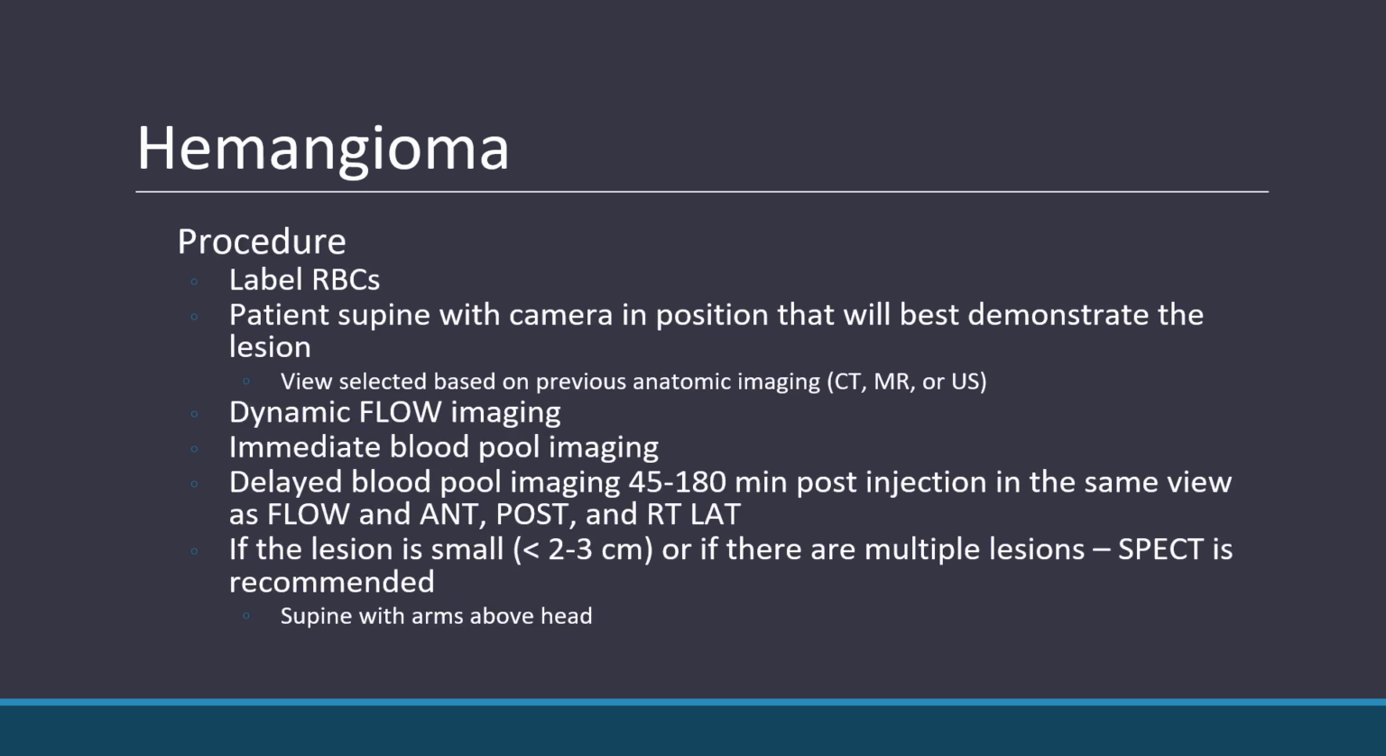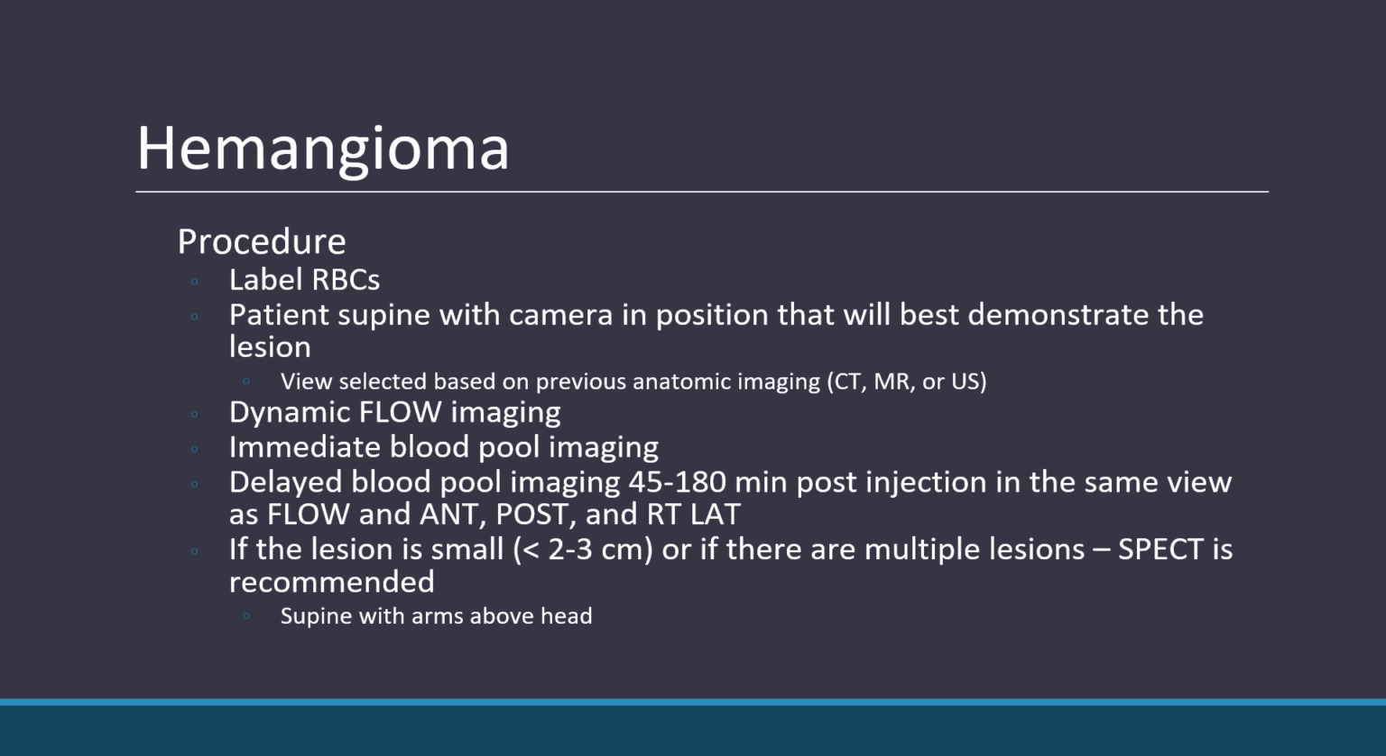So the procedure starts with explaining the procedure to the patient and taking a patient history. And then you want to label their red blood cells. That takes about 20 to 30 minutes with the UltraTag kit. You heparinize the syringe, just barely enough heparin to even coat the inside of the syringe. Withdraw about 3 cc's of blood, and then you tag that according to the directions in the UltraTag kit.